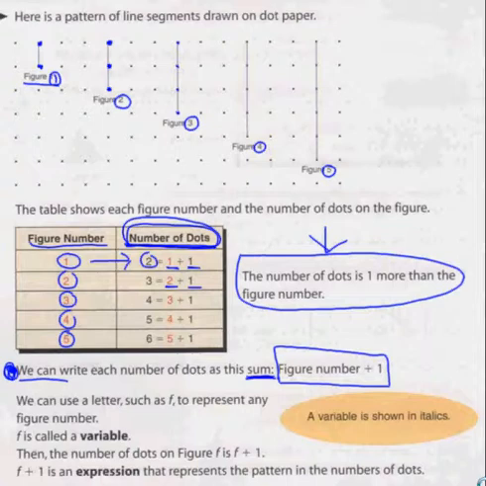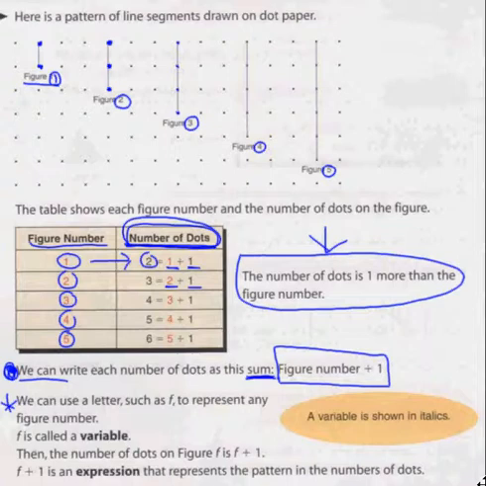Now, let's look down at the bottom of the video, right here with the little x. We can use a letter such as F to represent any figure number. And when I do that, the F is called a variable. The reason is that we have more than one figure number. We've got 5 of them, right? So we can substitute the F to represent any of those numbers.